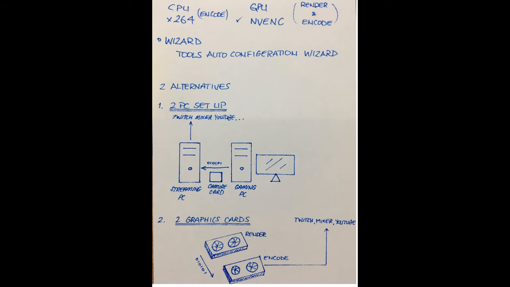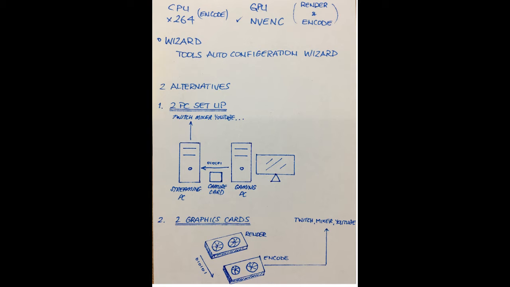You may need an alternative setup, which I might just show you. Now I've sketched together on a piece of paper. As I've said before, this isn't going to be a very tech presentation, but it will do the job. You've either got the first alternative of a 2 PC setup. So your gaming PC is going to be running the game. It's going to send the information through a capture card to a streaming PC, which is going to encode that information and send that to your streaming preference, whether it be Twitch, Mixer, or YouTube.